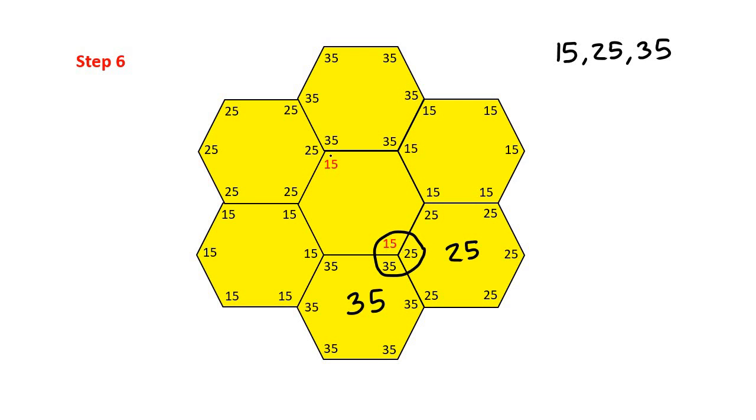Similarly, exactly opposite end, you see, here also this was the 35 block, this was the 25 block. So the inner number will be 25. So this was step 6.